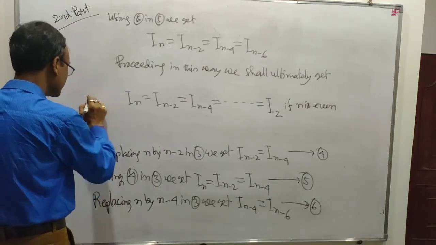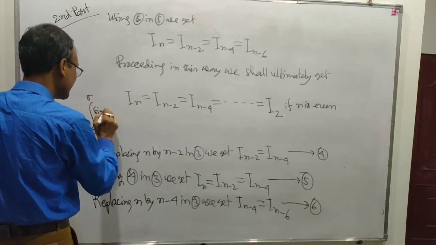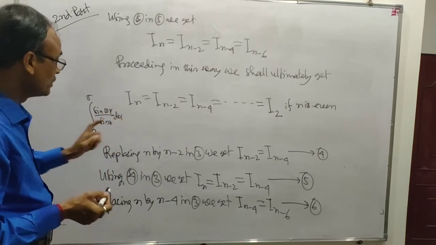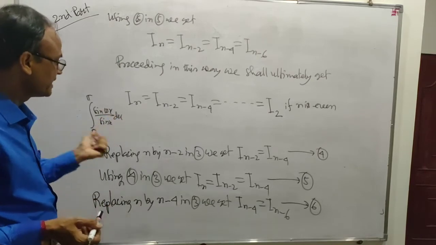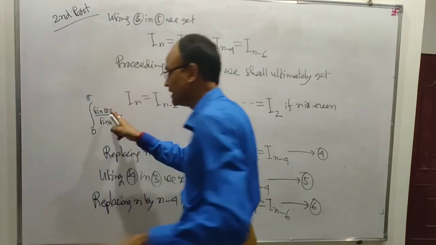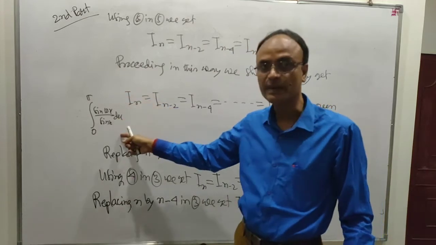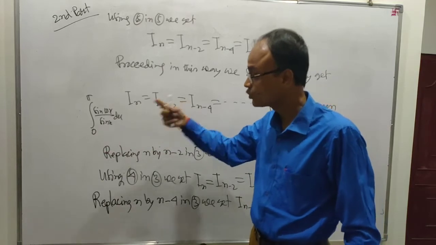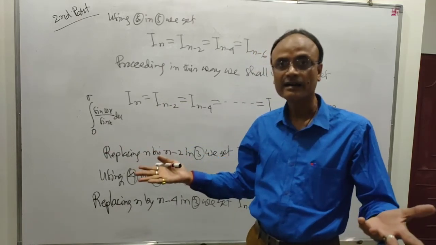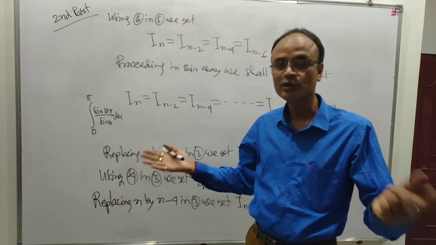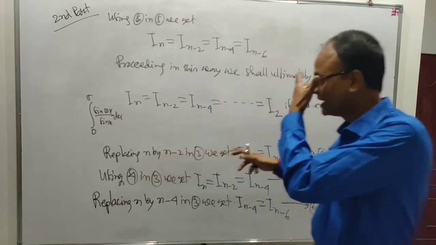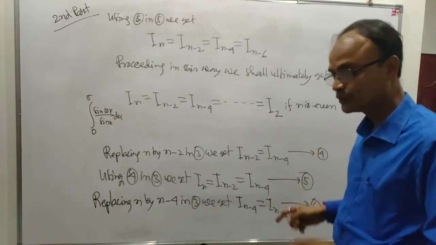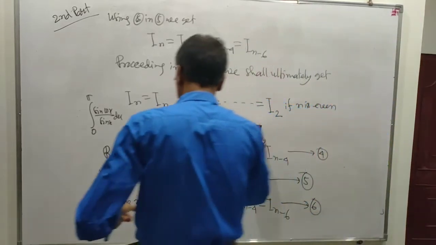Suppose it is the integral from 0 to pi of sin 10x divided by sin x. This integral will be equal to that of sin 8x divided by sin x, then sin 6x divided by sin x, then sin 4x divided by sin x, then sin 2x divided by sin x. If you reduce it further, it will be 0. Therefore, if n is even, the last term will be I_2.